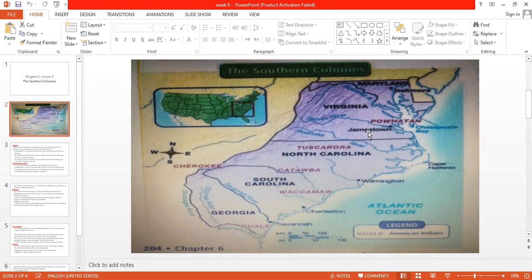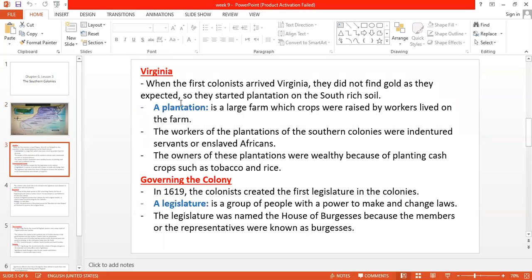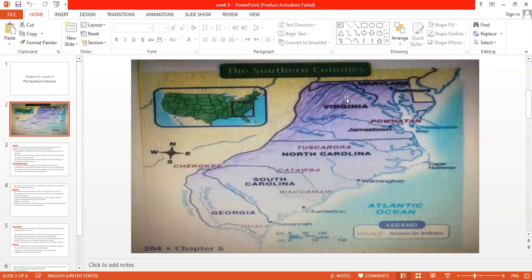This is the first European colony in America. Okay, the first English colony in America was Jamestown. It was here along the James River. Okay, let's start and let's see how all of these states, or how these colonies, were established. Number one, Virginia. Virginia is the first one, as you can see.